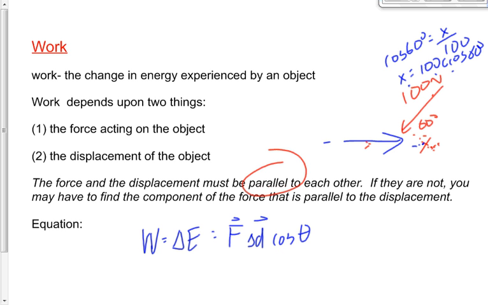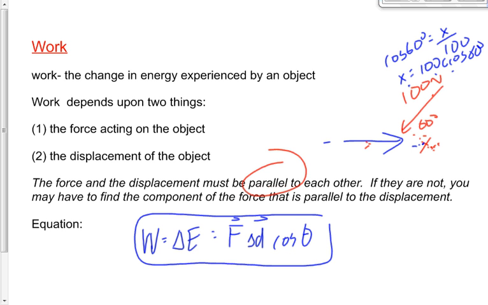Listen, if you push it in the direction that it moves, you can actually cheat a little bit and take off the cos theta. Because if cos theta is 1, then F times D times 1 is just F times D. We're going to leave it on there for now. But I'll tell you that in about 80% of the questions, the angle is going to be 0. So you can drop cos theta. Let me give you a couple of examples of when it may or may not be 0, and then we'll do a mathematical problem.